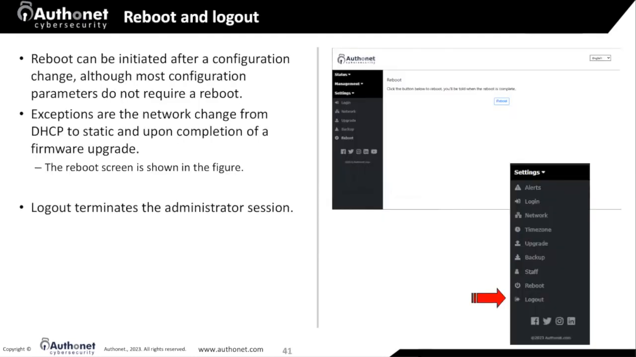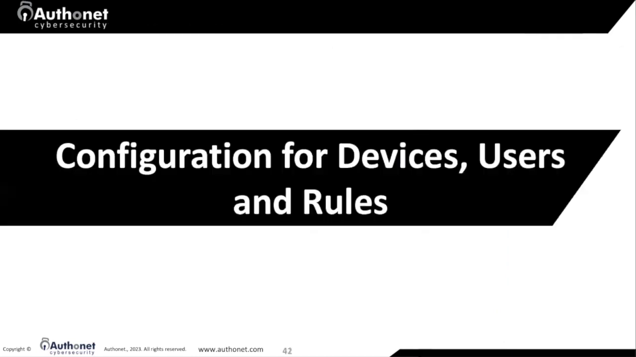The last two entries in the settings menu are the reboot and logout. Very straightforward. Reboot will reboot the Authonet gateway. Logout will log out the administrator or the staff member. Now, this is the most important section of the configuration, the configuration of devices, users, and rules.